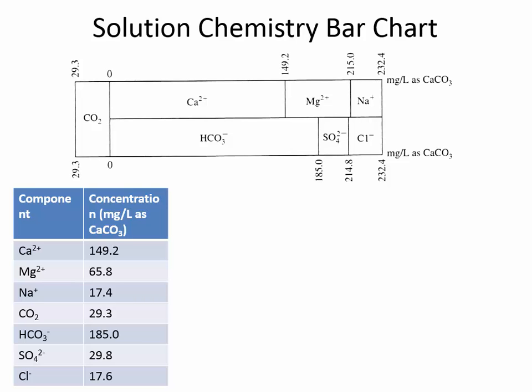So from this chart, the carbonate hardness, abbreviated CH, is interpreted as this anion, HCO3. And so we have 185 milligrams per liter as CaCO3 of carbonate hardness. And then non-carbonate hardness.